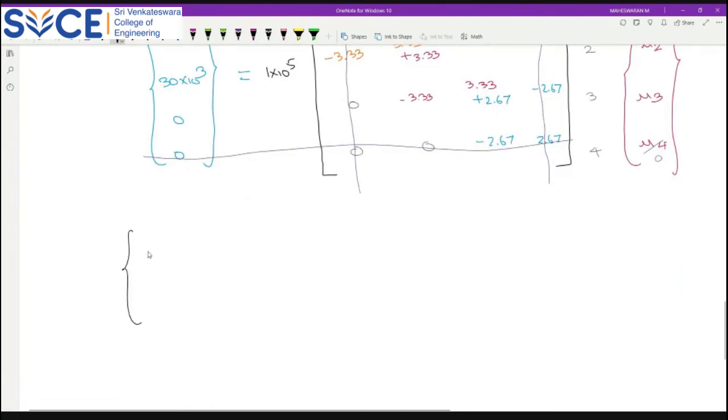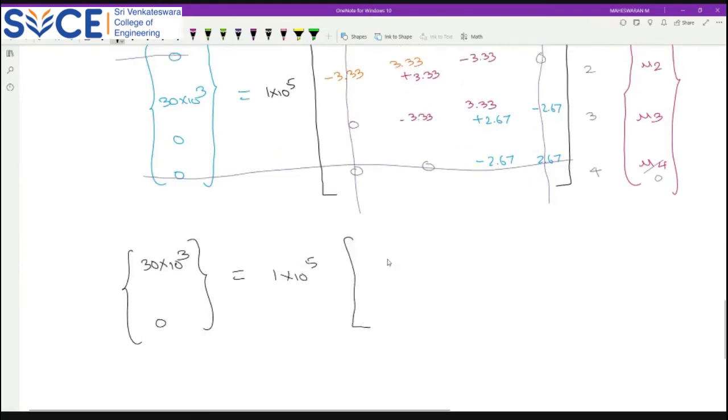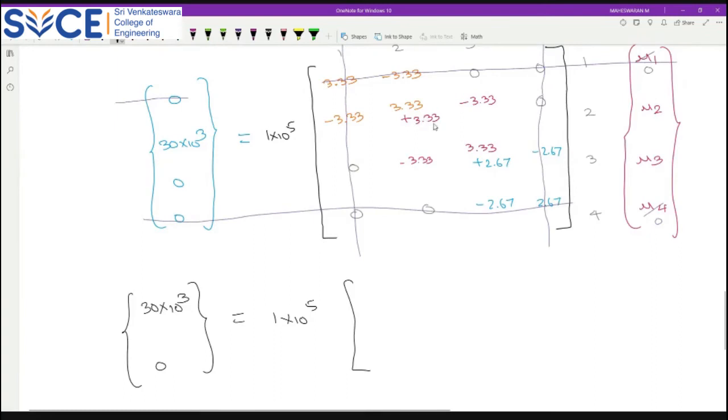So I'm getting 30 into 10 power 3, 0 is equal to 1 into 10 power 5 times my matrix. So 3.33 plus 3.33, so 6.66, minus 3.33. So minus 3.33. This is how much? So 0, I think 6, right? So we're getting 6. And here it is U2 and U3.